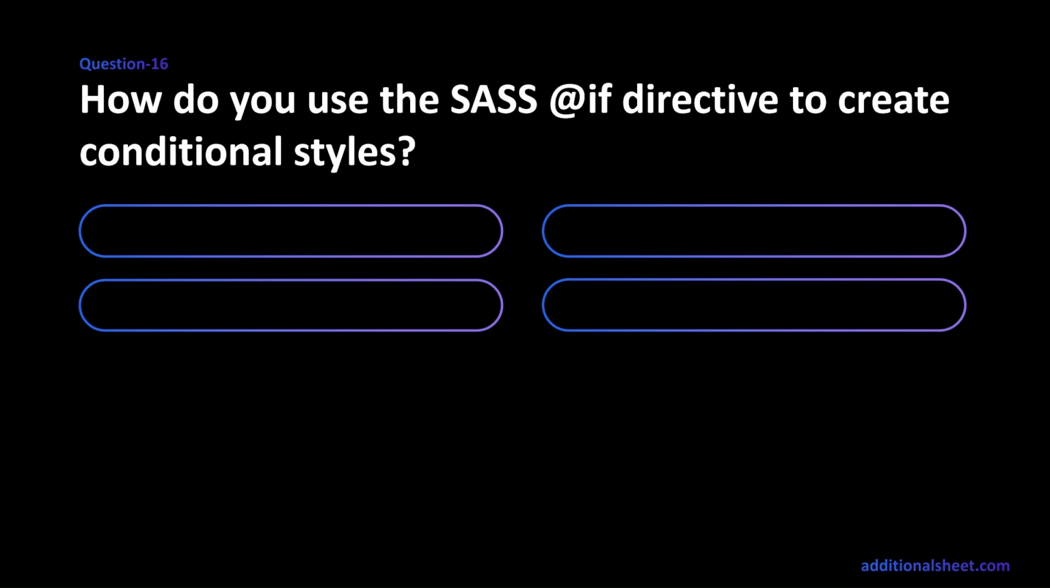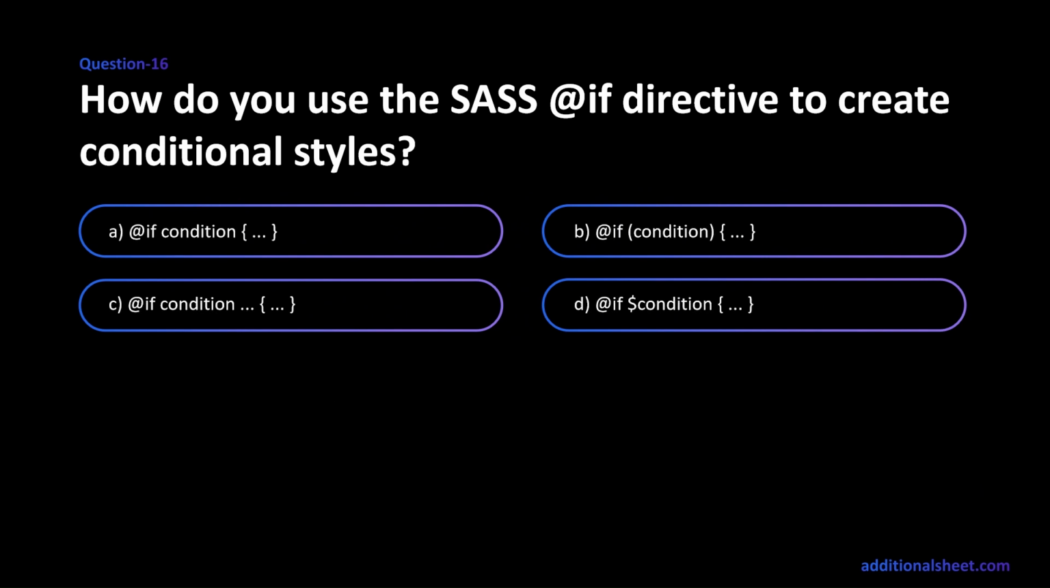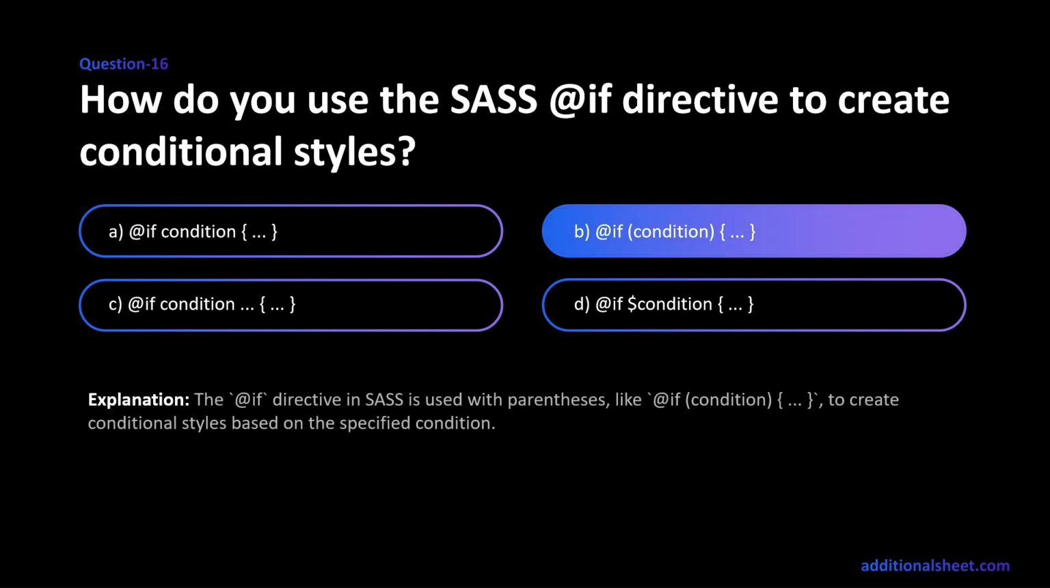Q16. How do you use the SASasset directive to create conditional styles? Options or syntaxes are as below. Correct answer is option C. The if directive in SAS is used with parentheses, like if, condition, to create conditional styles based on the specified condition.